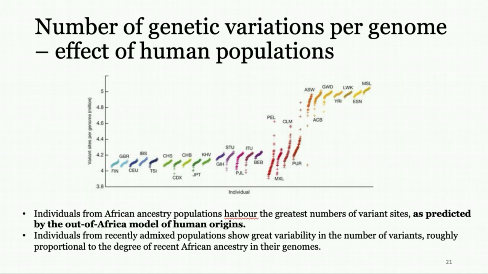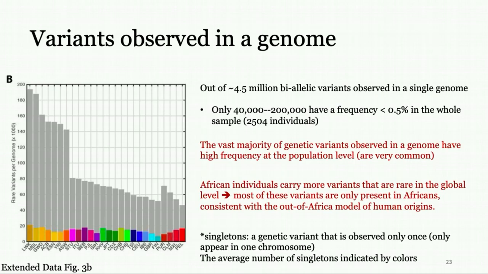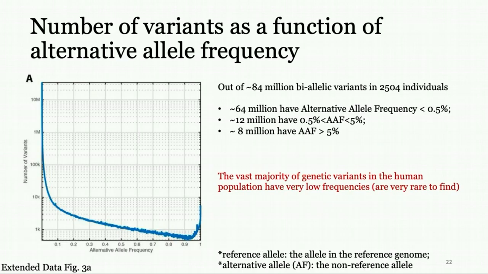Later we will have a whole lecture dedicated to human history: where modern humans originated, how we migrated, and how different populations mixed. We can make these kinds of inferences about human history using the genetic variation data we get. So the number we have here is basically the number of variants we observe in each genome.